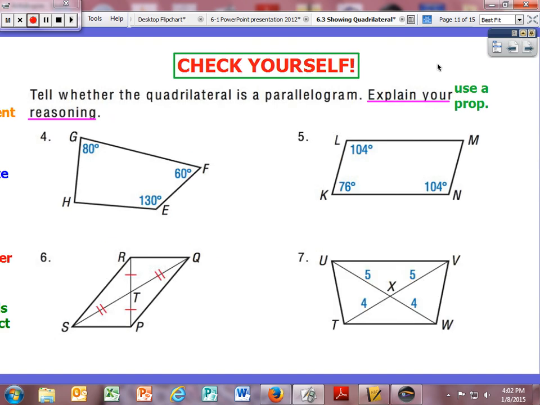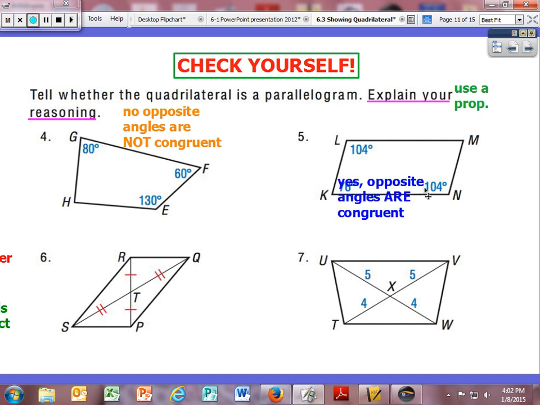Okay, last checkpoint. If you will pause the video, try these on your own, and then I will give you the answers. All right, number 4. Opposite angles are not congruent, so not a parallelogram. Number 5. Opposite angles are congruent. Okay, so yes, we do have a parallelogram in number 5.